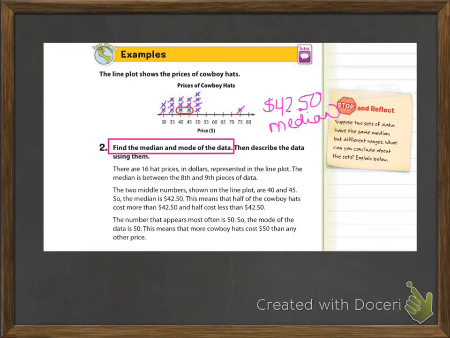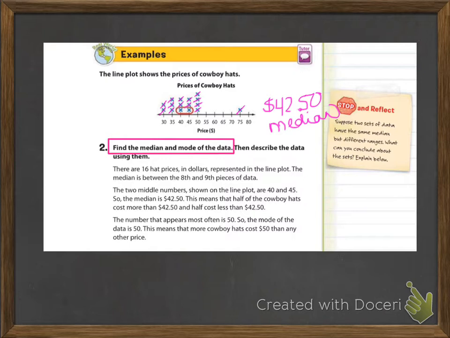And then, of course, our mode is the number that shows up the most often. So $50 is the mode, which is the most common price, not the most common hat. Okay, so now it's talking to you about describing the data on this one.